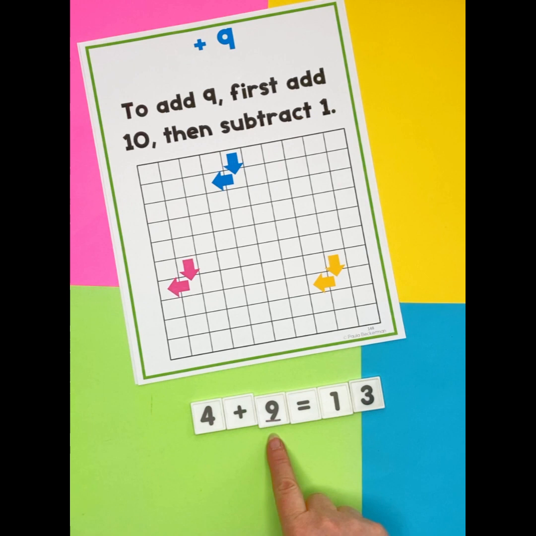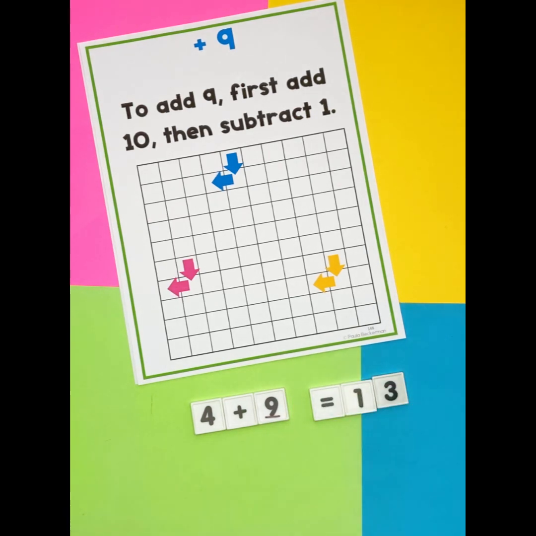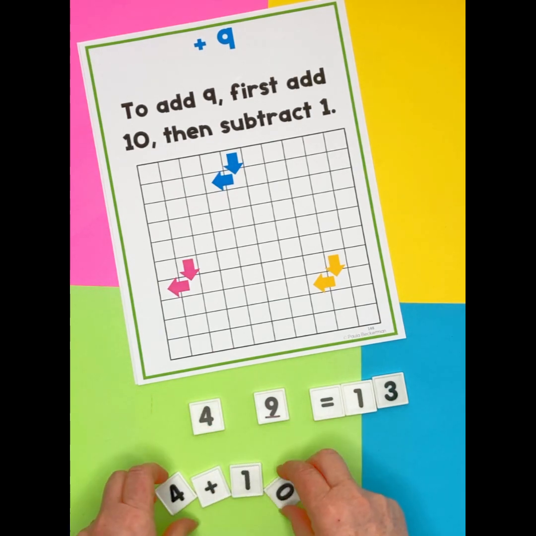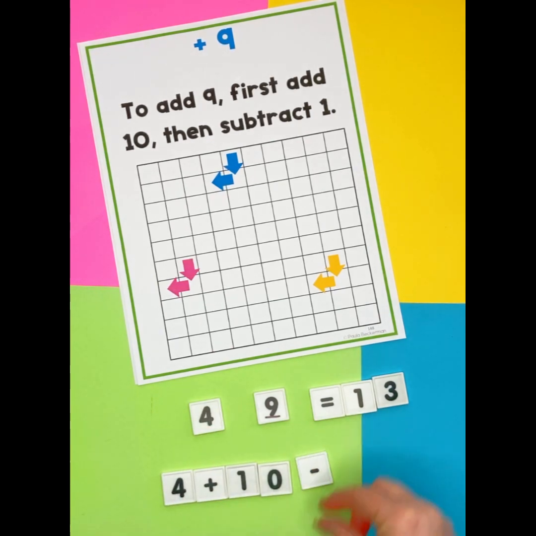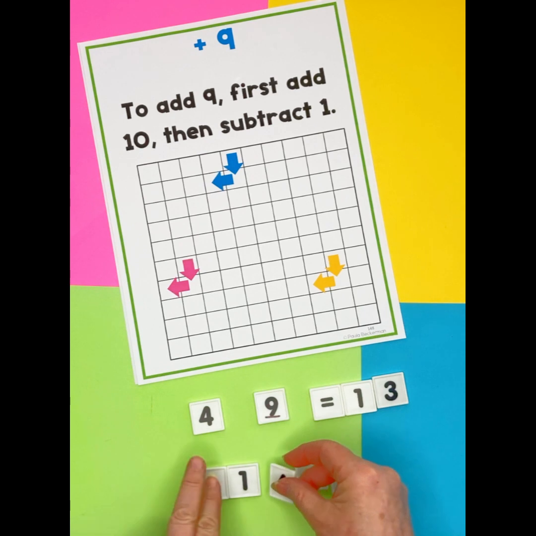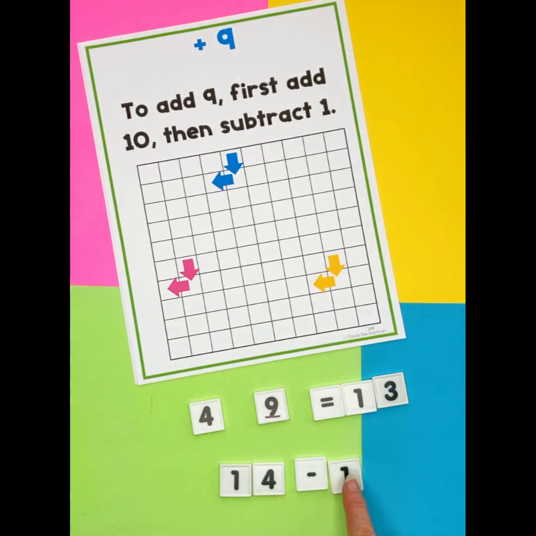Let's now look at this and think instead of 4 plus 9, let's think about this as 4 plus 10, take away 1. So 4 plus 10, I know is going to be 14. Take away 1, and here's our answer again, 13. I hope that that helps students understand why we can add 10 and then subtract 1.